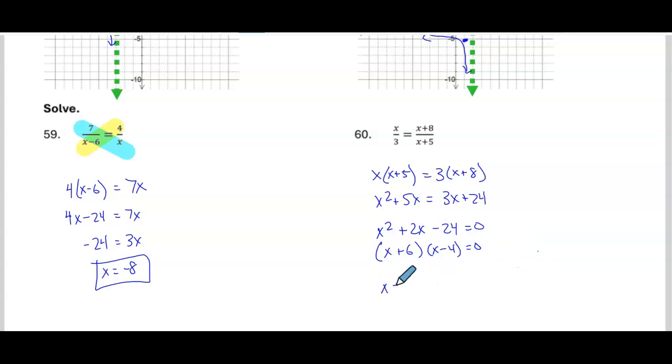Quick solving chart would give me -6 and 4. And if you go back to the original problem, neither one of those creates division by 0. So that's it.